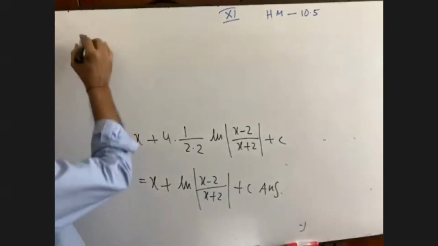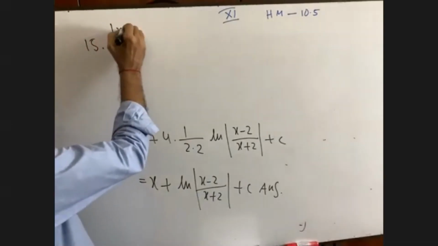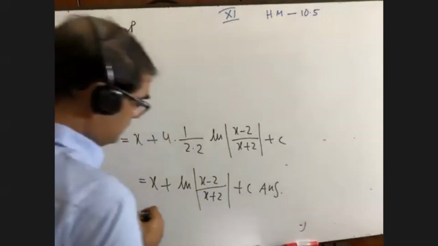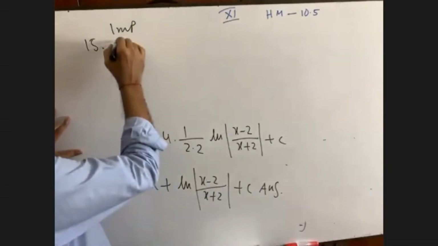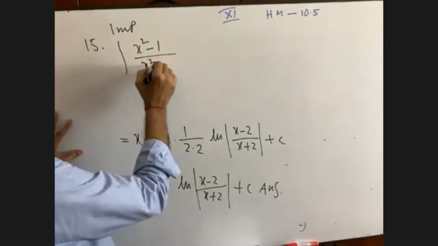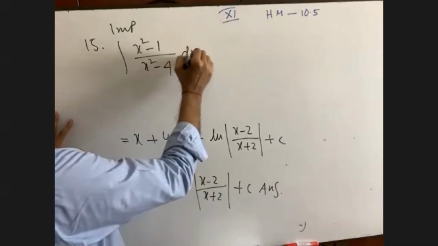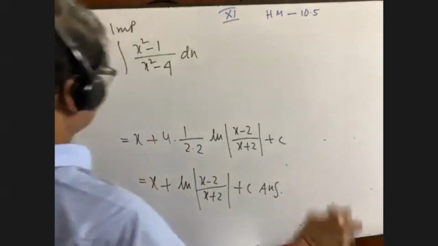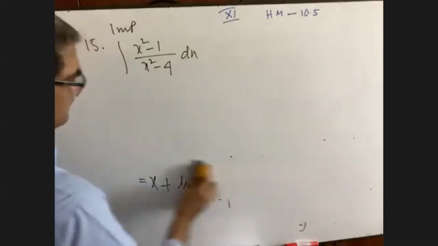Now going to another important math. Question number 15, write down the important math. Write down x square minus 1 by x square minus 4 dx. What will you do? This is my first question and what I told you. Talk to me.